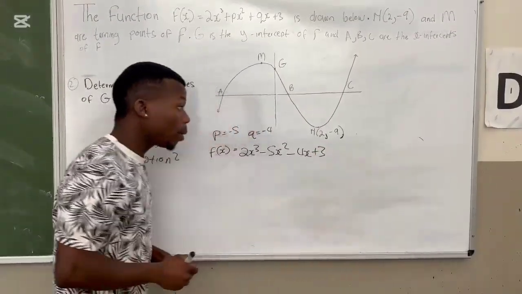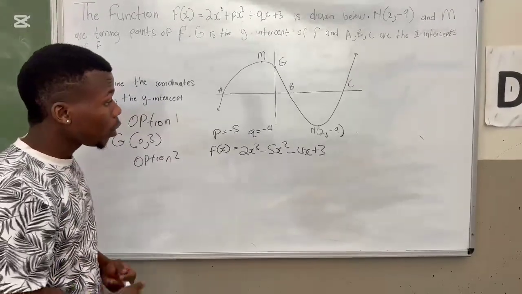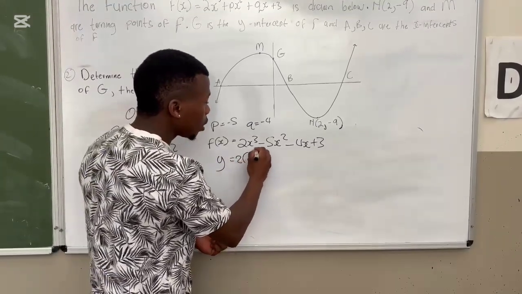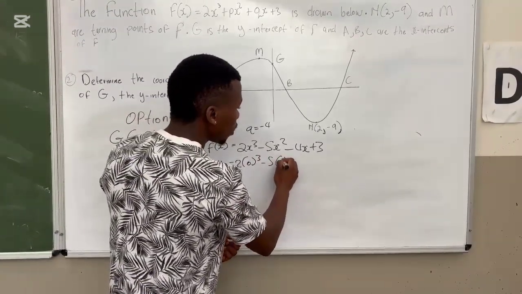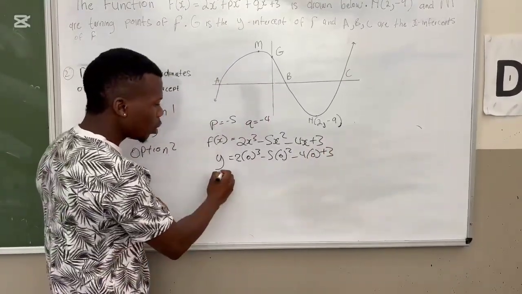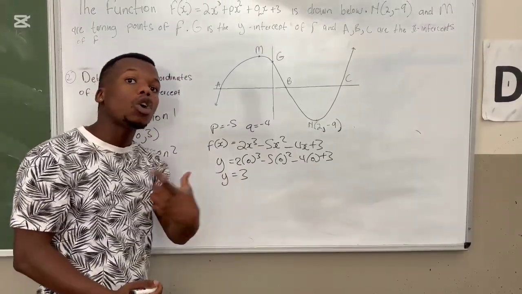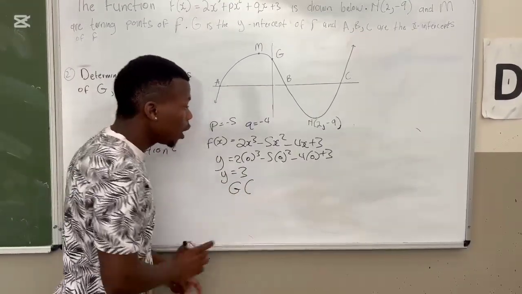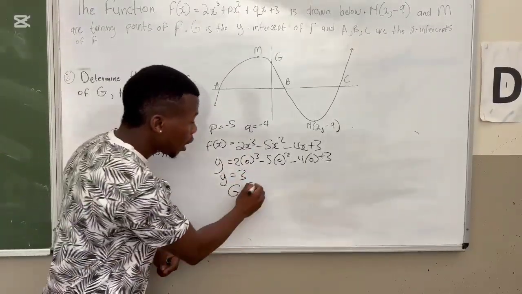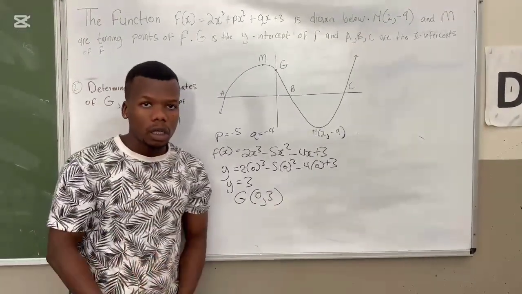Plus 3. Remember, when we are dealing with the y-intercept, we let x be equal to 0. Meaning I'm going to have y is equal to 2 multiplied by 0 cubed minus 5 multiplied by 0 squared minus 4 multiplied by 0 plus 3. In other words, y is equal to 3. But remember, we need to write this in coordinate form. In other words, the coordinates of G, remember when we let x be equal to 0, I'm going to have 0 and 3.